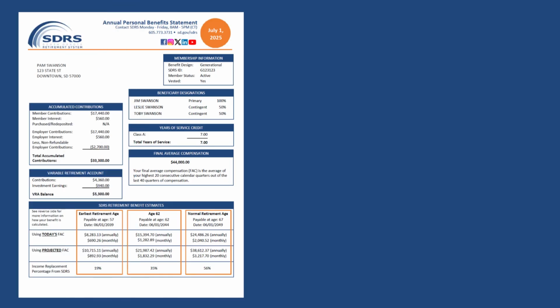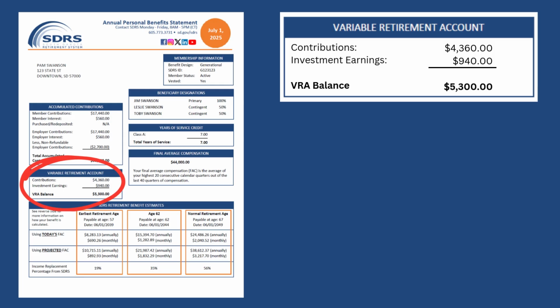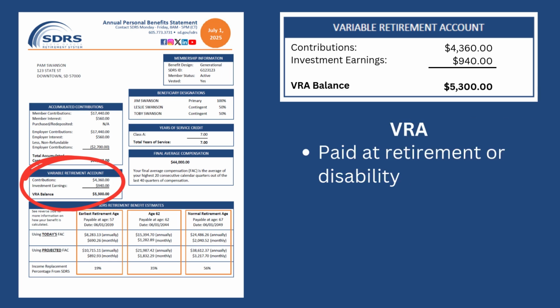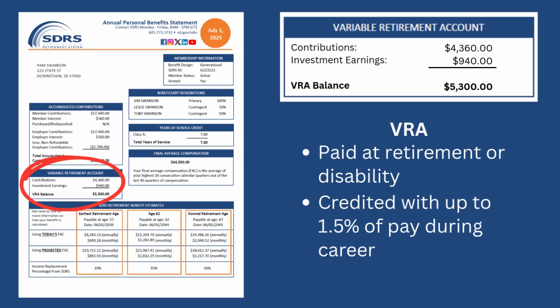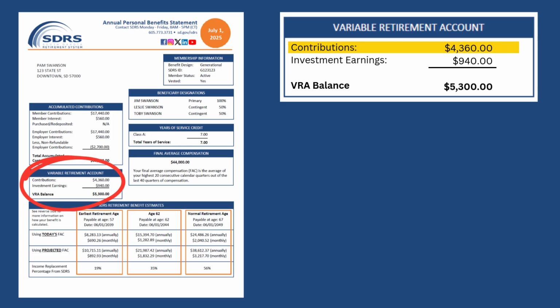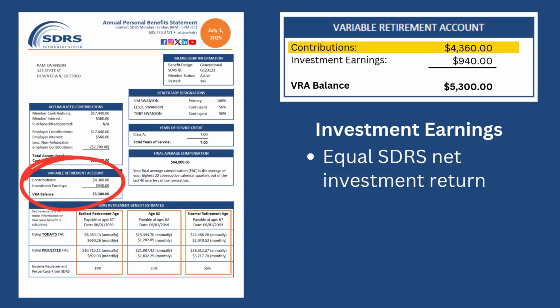Now we'll move to the variable retirement account section. When a monthly retirement or disability benefit is paid to a generational member, a variable retirement account or VRA is also paid. The VRA is an account that gets credited with up to 1.5% of pay throughout a generational member's career. Here we see Pam's VRA contributions are $4,360. VRA investment earnings are equal to the SDRS net investment return and are credited annually as of June 30th.